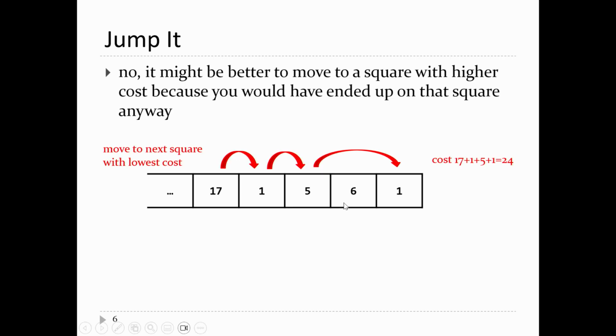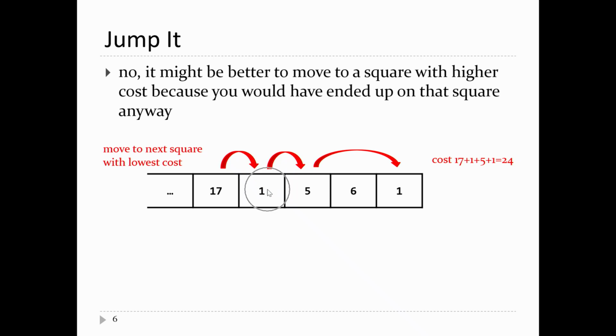Turns out it doesn't work. The reason it doesn't work is because instead of moving to the square with the lowest cost, you might be able to avoid that square altogether, because you would have ended up on the same square in either case. So here's the strategy where you move to the square with the next lowest cost. Starting at the 17, my choice is between the 1 and the 5, so I'm going to move to the 1. Now my choice is between the 5 or the 6, so I'm going to move to the 5. And now it's between 6 and 1, so now I move to the 1.